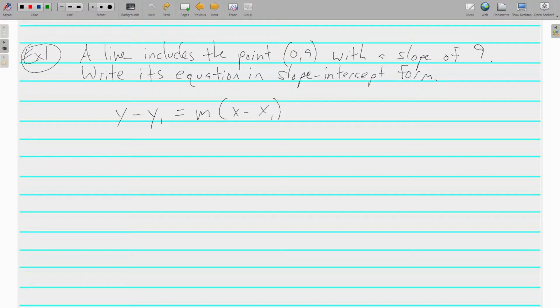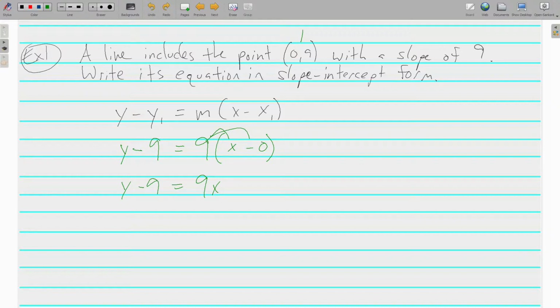Alright, so we're going to plug in what we know. This is the point that we have. So we have y minus y1. The y of our point is 9. m is our slope, which is also 9, and x minus x1, the x of our ordered pair is 0. We're going to leave our left side alone for a second, and we'll distribute on the right side. 9 times x is 9x, and 9 times negative 0 is 0. I'm not even going to write it down.